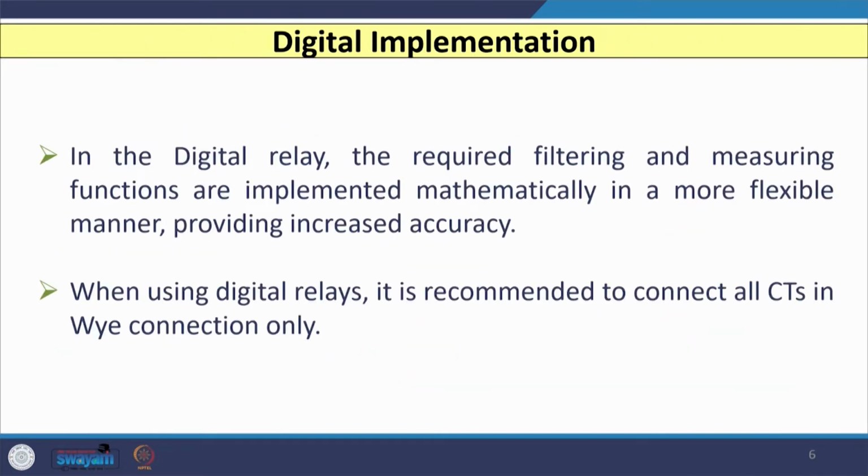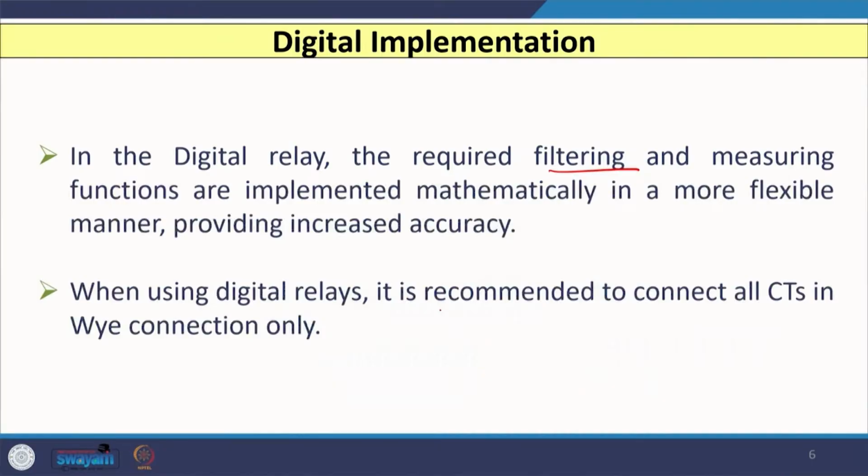Now, if I consider the digital relay which is used for the protection of power transformer, then it is primarily important how we are going to obtain the filtering and measuring functions, because we need to implement them mathematically inside the digital relay. And if we implement these functions mathematically inside the relay, then obviously the accuracy of the digital relay increases compared to the previous electromechanical relay where we use biased differential protection scheme.